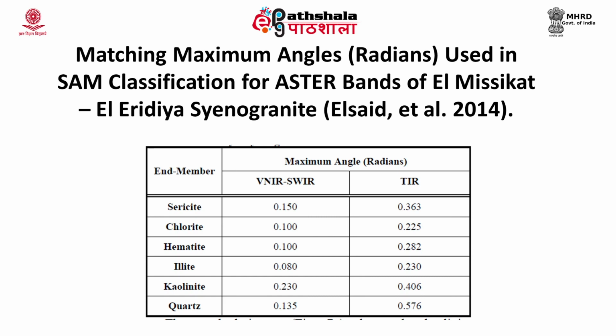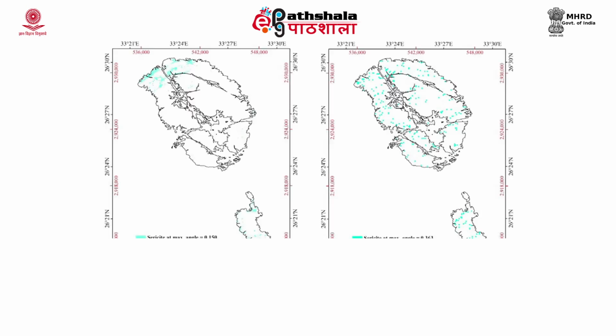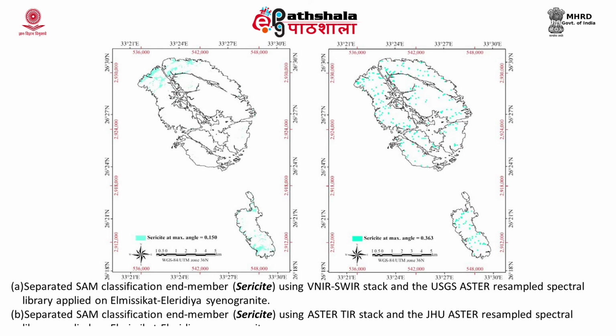And if you look at the image generated using this SAM, the SAM angle is 0.150 for sericite and the color is cyan. For both images compared, for the TIR and for the visible near infrared region, we can clearly demarcate the sericite. Similarly for illite, we have done the SAM classification separately, the end member is illite, and based on that we have prepared this image.